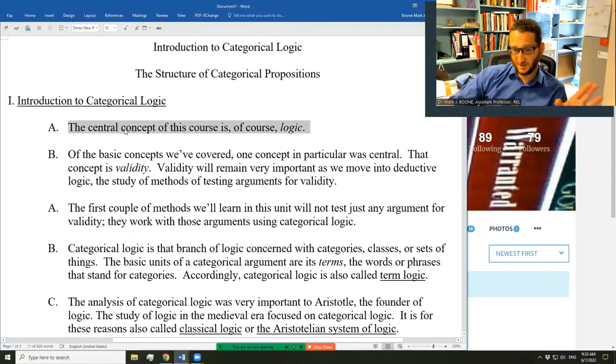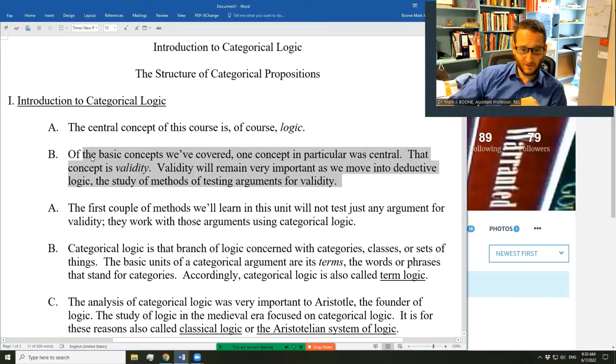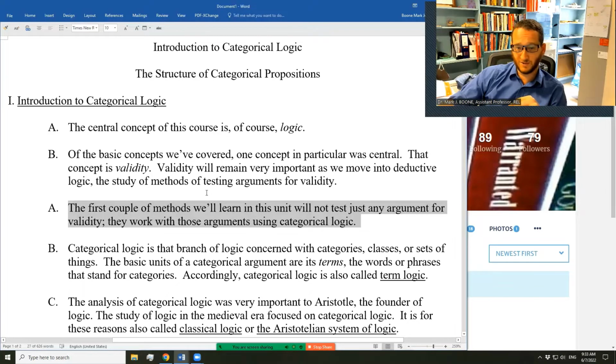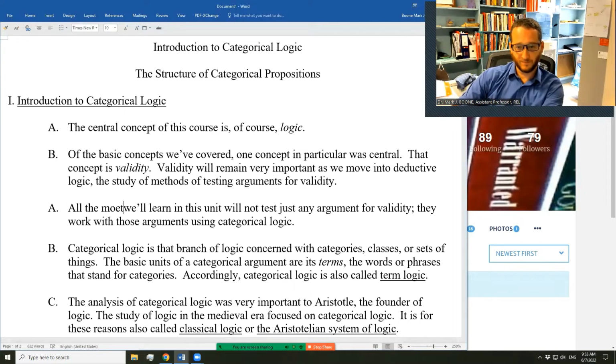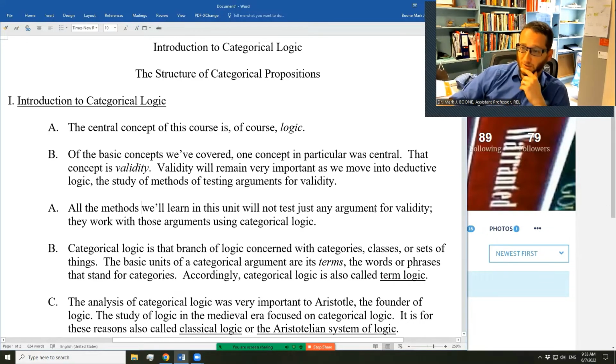So I've already talked about this, and, well, I suppose this is true, but I shouldn't say couple. The first, in fact, all the methods we're going to use in this unit, that is to say the next, I don't know how many videos on categorical logic, will work on arguments using categorical logic.